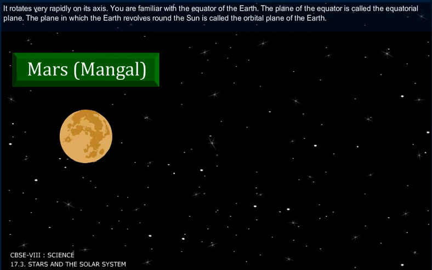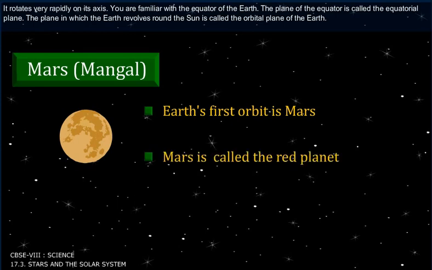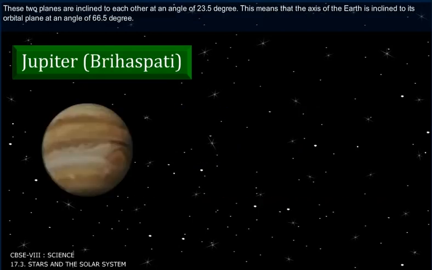You are familiar with the equator of the Earth. The plane of the equator is called the equatorial plane. The plane in which the Earth revolves around the Sun is called the orbital plane of the Earth. These two planes are inclined to each other at an angle of 23.5 degrees. This means that the axis of the Earth is inclined to its orbital plane at an angle of 66.5 degrees.